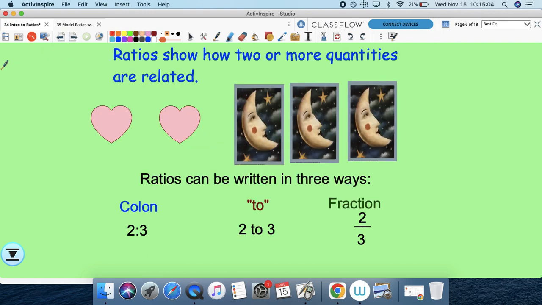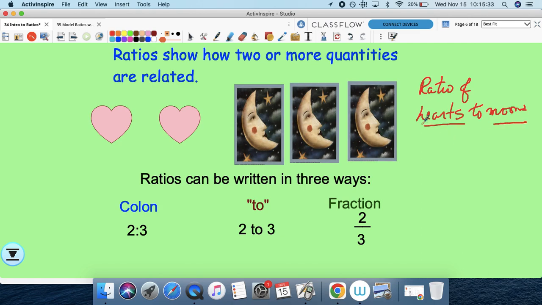So, ratios show how 2 or more quantities are related. That's the definition of ratio. So please write that down. Each ratio shows how 2 or more quantities are related. So let's look at this picture here. I have 2 hearts and 3 moons. So if I want to write the ratio of hearts to moons, right?